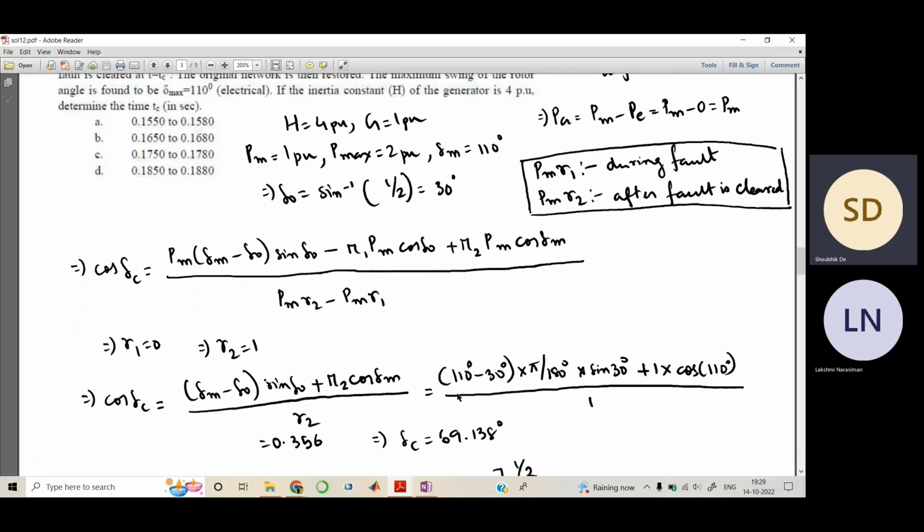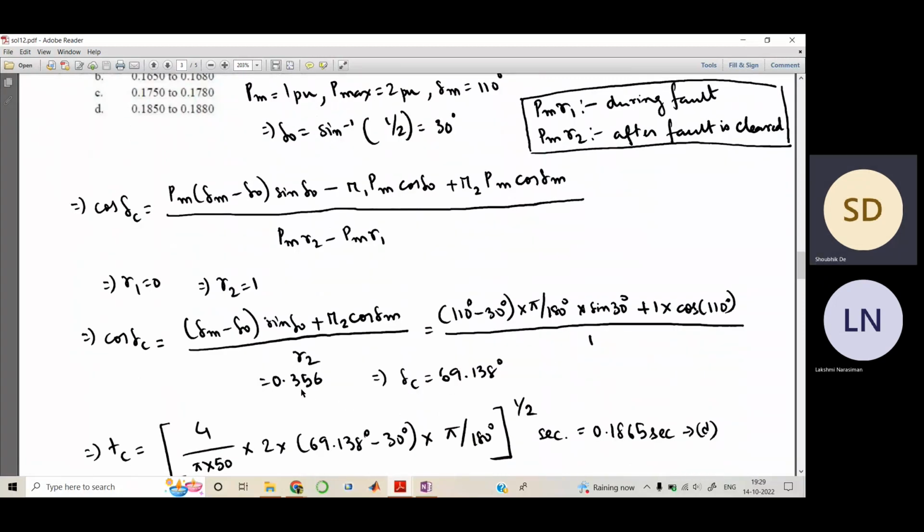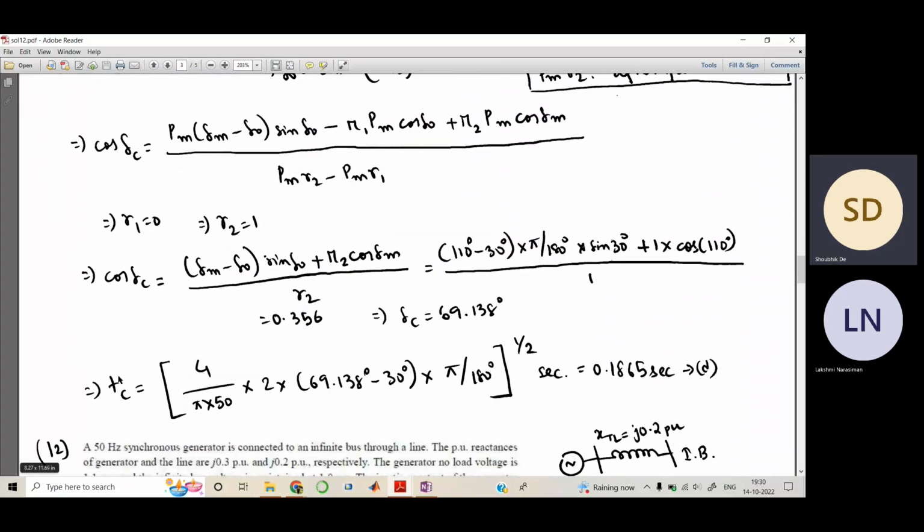Now you can substitute every value you know here: delta M, delta 0, everything. This will be in radians, so you have to multiply by pi over 180 degrees. When you do this, it comes out to be 0.356 and your delta C comes out to be 69.138 degrees. Now you replace all the values in the critical clearing time formula. It comes out to be 0.1865 seconds. Again, this will be in radians, not in degrees.